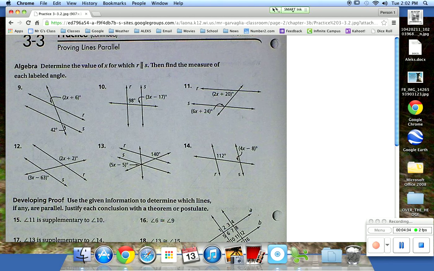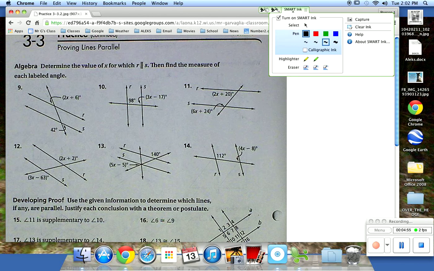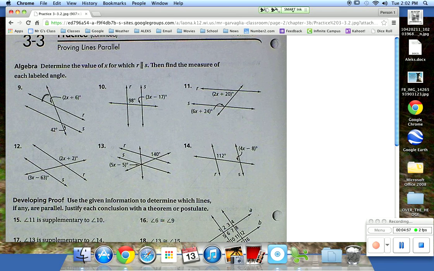On this one here, listen up, there are 2 things you have to worry about. Do you set the 2 angles equal to each other, or do you add them together to get 180 degrees? These 2 here, are these the same angles? This angle here and this angle here? What kind of angles are they? Alternate exterior angles. So we would set them equal to each other.